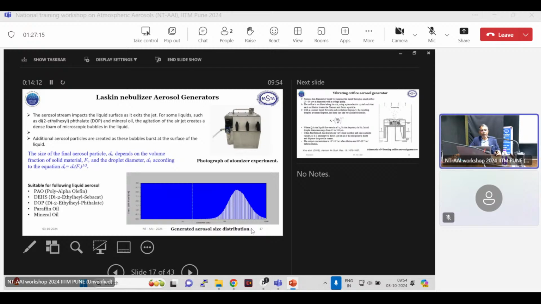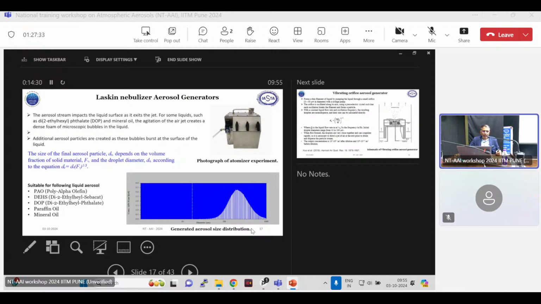Then this is the example of the Collison nebulizer aerosol generator. Here also we can use various types of fluid like PAO or DOP, liquid paraffin, and mineral oil can also be used for generation of aerosol.